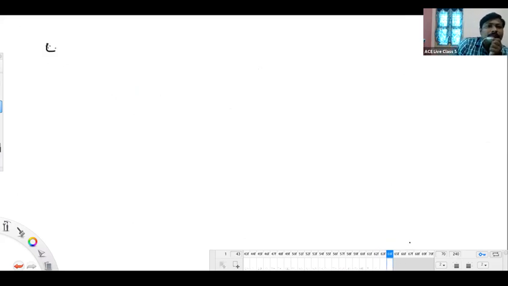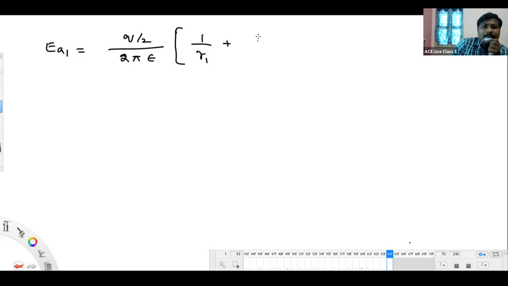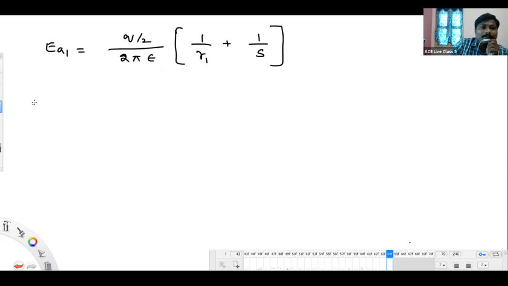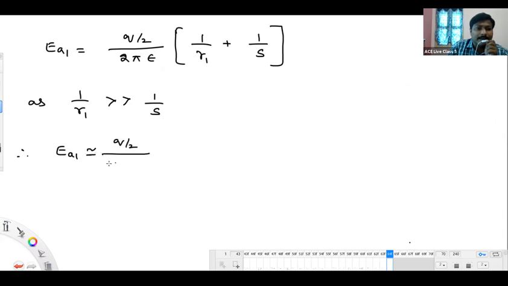EA1 I'm going to rewrite now, which is Q by 2 by 2 pi epsilon into 1 by R1 plus 1 by S. But you know R1 is very, very low compared to S. Definitely the value of 1 by R1 will be very, very high compared to 1 by S. Therefore, the electric field intensity EA1 will come approximately Q by 2 by 2 pi epsilon into 1 by R1.